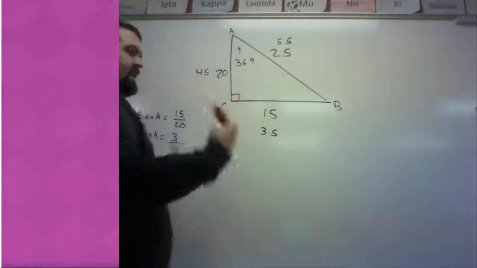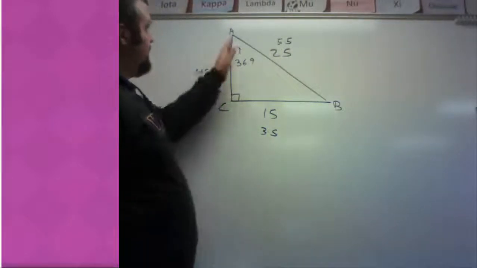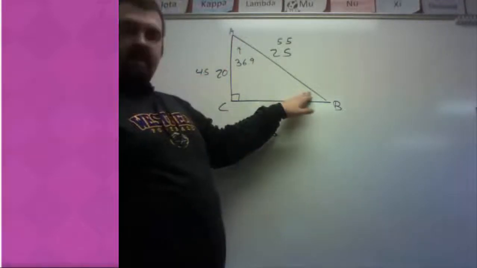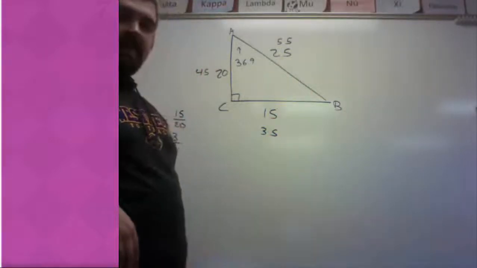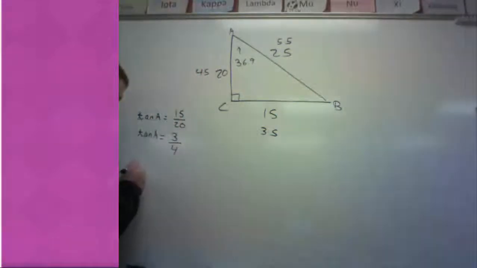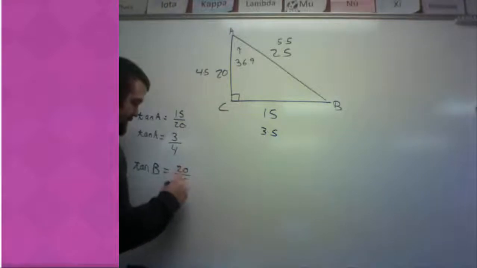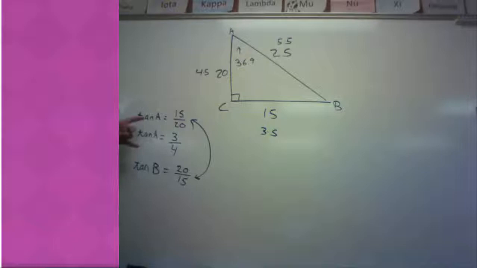So this tangent ratio is just representing a ratio of side lengths. For A, it's opposite over adjacent. For B, it's the reverse. Opposite is now 20, adjacent is now 3. So if I look at the tangent of B, and I compare it to the tangent of A, I notice that they are reciprocals. Angle A and angle B are complementary. Tangents of complementary angles just end up being reciprocals.